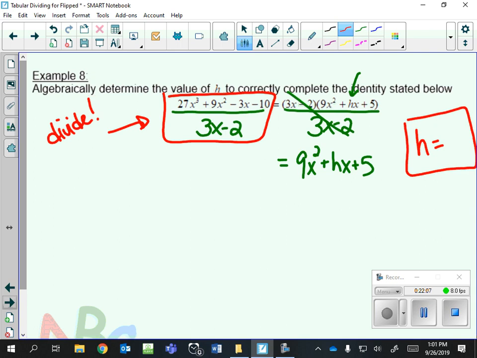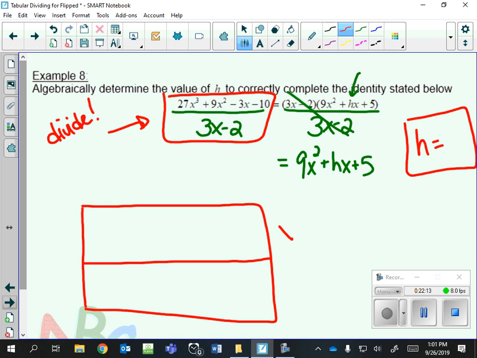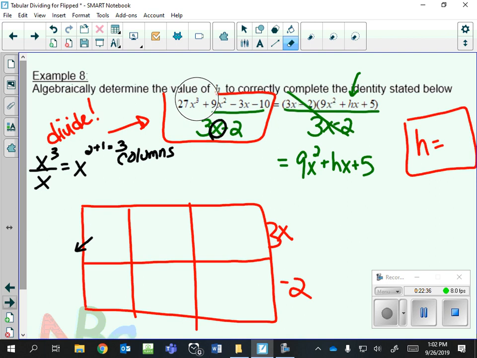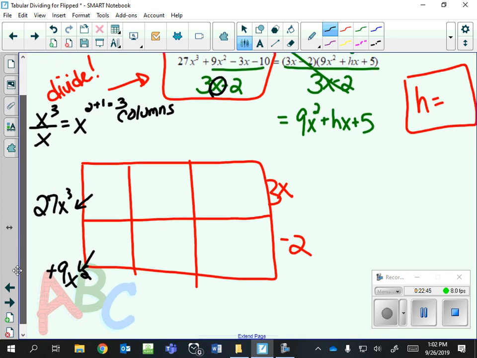I don't have any placeholders here. I'm going to set it up. I have 2 rows, 3x minus 2, and I have 3 columns. Columns, once again, come from my largest exponent in each piece. So an x cubed divided by x is an x squared plus 1. I have 3 columns. My diagonal should say, let me erase this so I can see what's happening, should say 27x to the third in the first one, a positive 9x squared in the next one, a negative 3x, and a negative 10.